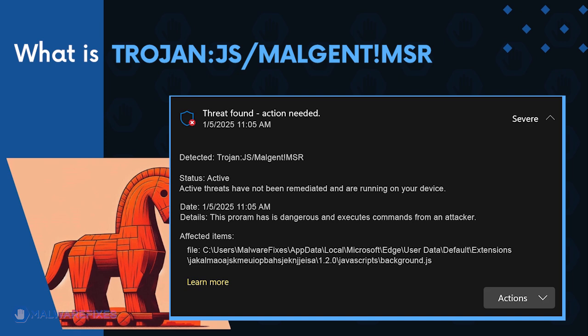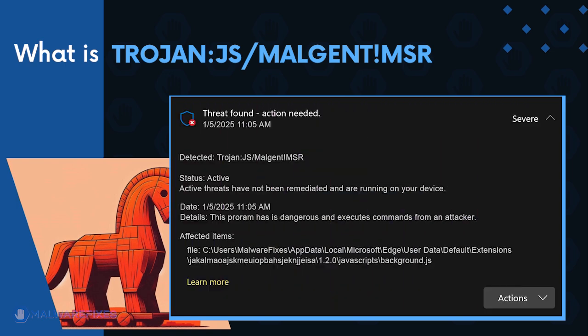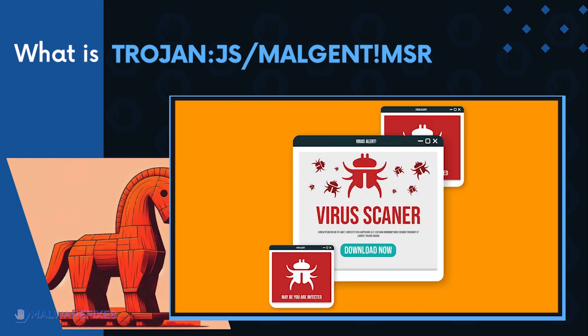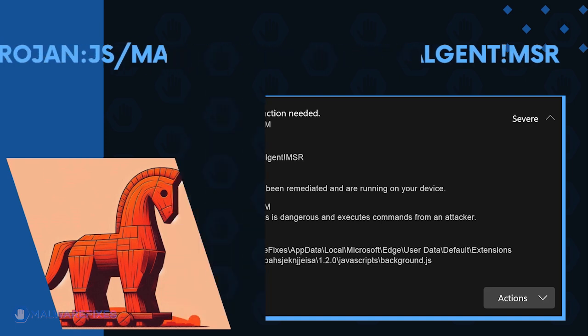If Trojan JS Malgent MSR is active and operational on the system, it can be utilized by an attacker to commit several malicious actions, like stealing sensitive data, dropping additional malware, and misconfiguring the security settings. It is important to scan the computer the moment that Microsoft Antivirus or any security software identifies that Trojan JS Malgent MSR exists. Carefully execute the procedures in this video to successfully remove Trojan JS Malgent MSR.